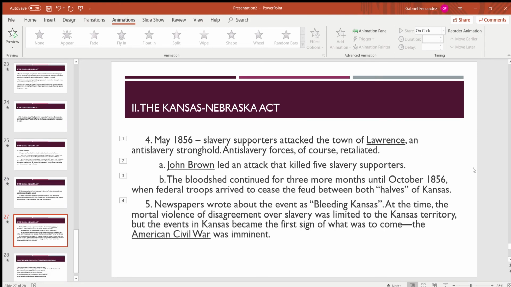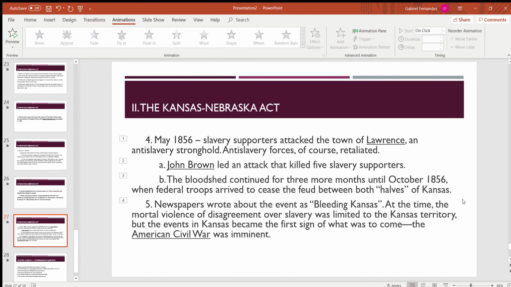Four months later, in May of 1856, slavery supporters are going to attack the town of Lawrence, an anti-slavery stronghold. Anti-slavery forces, of course, retaliated. Famous abolitionist John Brown went ahead and led an attack that killed 5 slavery supporters, and this bloodshed is going to continue for 3 more months, all the way through October of 1856, when federal troops are finally going to arrive to stop the feud, to stop the disagreement between both halves of Kansas.